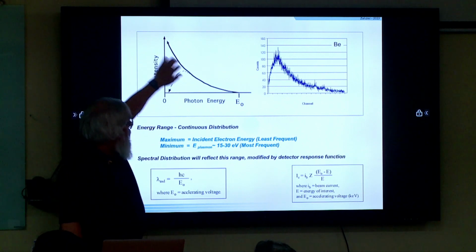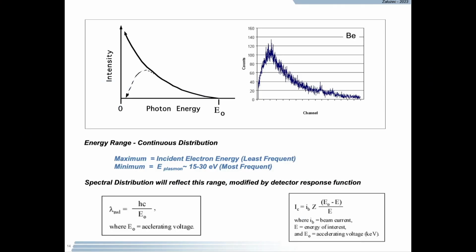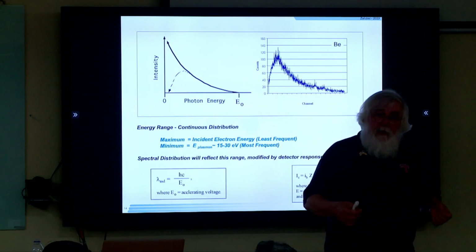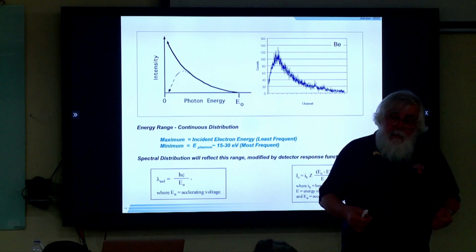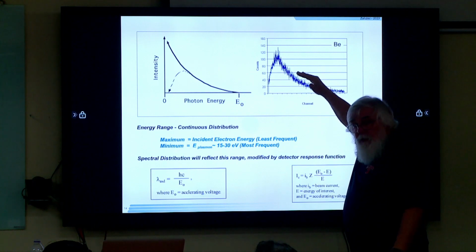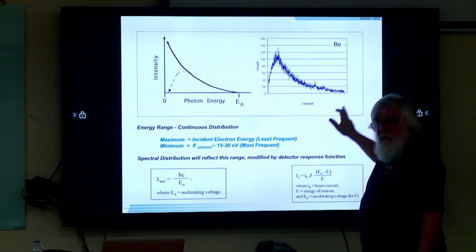The shape of that background goes roughly as 1 over the energy, and actually goes as the energy difference, incident beam minus the energy you're looking at, divided by the energy, times the atomic number. So what does that tell you? The background is atomic number dependent. So higher Z materials also have higher background. Lower Z materials have lower background. And there's always a cutoff.